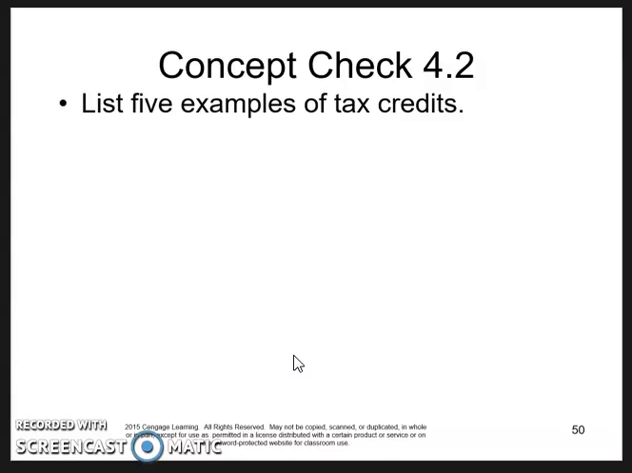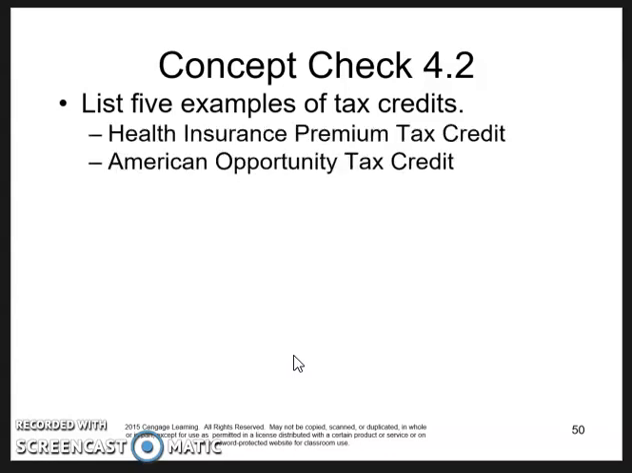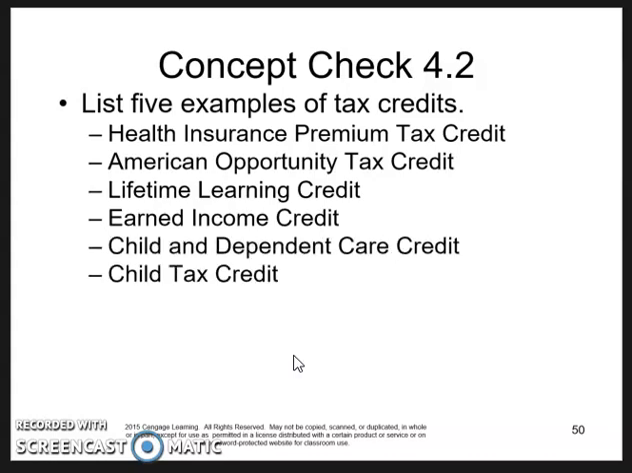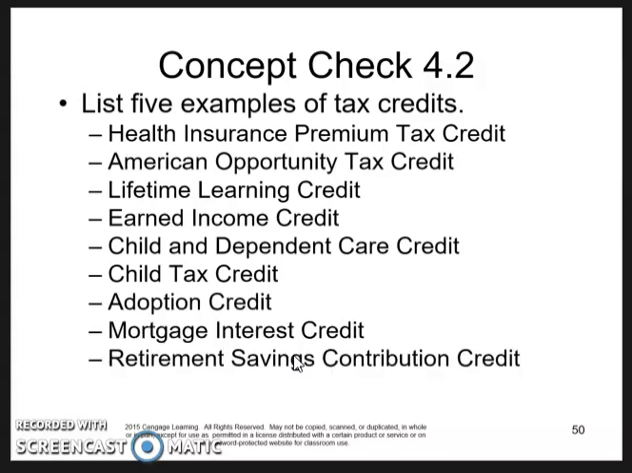So 5 examples of tax credits: health insurance premium tax credit, American Opportunity tax credit, lifetime learning credit. I actually listed them all here: earned income tax credit, child and dependent care credit, child tax credit, adoption credit, mortgage interest credit, retirement savings contribution credit, elderly or disabled tax credit.